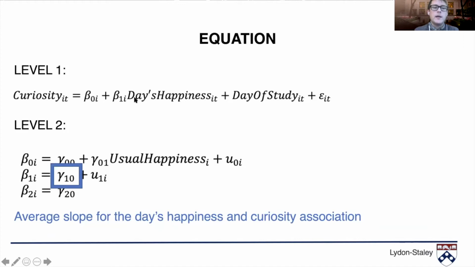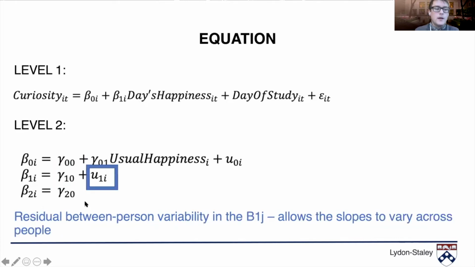For beta 1, now we're looking at the effect of day's happiness on day's curiosity. We can model this slope as having an average slope for the day's happiness and curiosity association. So what does it look like for the prototypical person in our sample of 78 people? And we can also model residual between-person variability in this slope. Again, it allows the slopes to vary across people, and that could be important, especially given the scatter plots we saw, where there seem to be individual differences in the strength of association between day's curiosity and day's happiness.